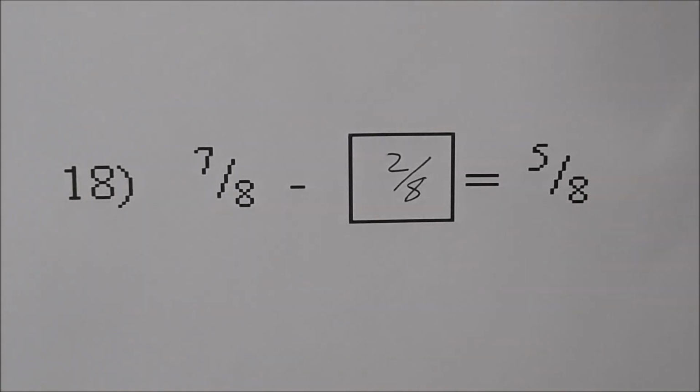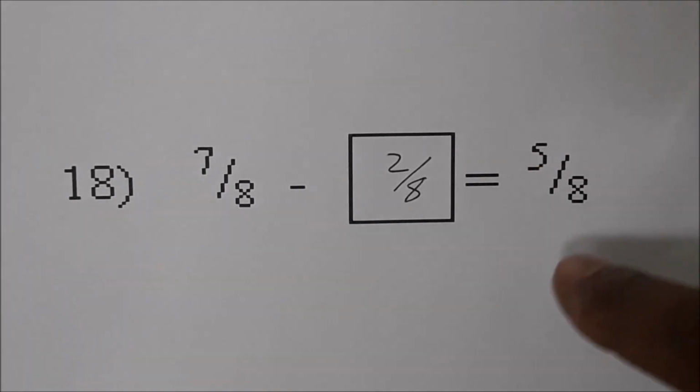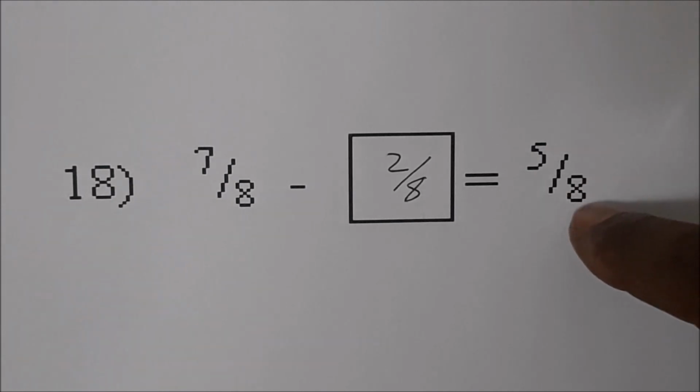So 7 eighths minus 2 eighths gives you 5 eighths. Subtract the numbers on the top. 7 take away 2. That's where we got the 5 from. And then you put 8 on the bottom as the denominator because we're working with eighths. Very good. Number 19, Rafaela, go ahead.